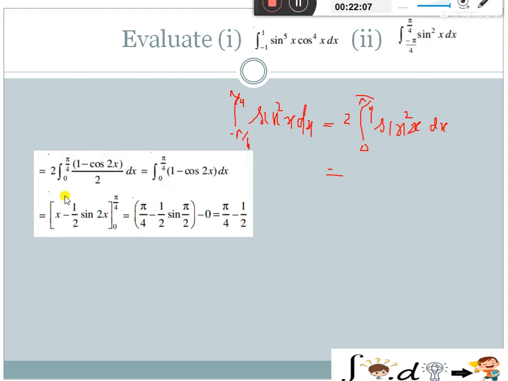That means we get twice of 0 to pi by 4 of (1 minus cos 2x) by 2 dx, by using the trigonometry, and then you will get 0 to pi by 4 of 1 minus cos 2x dx. Then integrate this: x minus 1 by 2 sin 2x, limit is 0 to pi by 4. Then substitute the limits, you will get pi by 4 minus 1 by 2. I hope you understand this.